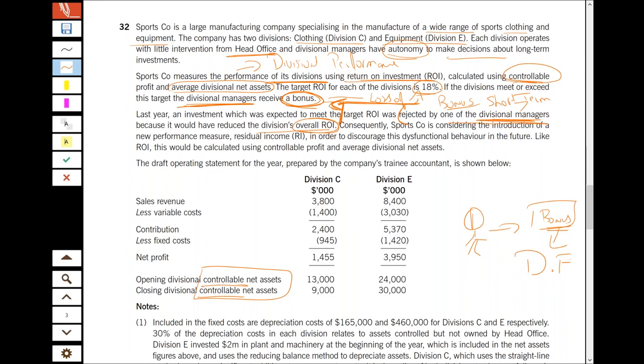Okay, so as the bonus is based on ROI, listen guys, what I'm saying, as the bonus is based on ROI, manager will try to achieve the ROI targets to get bonus. Okay, this means they might reject any good investment, for example investment in a car, let's suppose, that results in a decrease in the ROI.